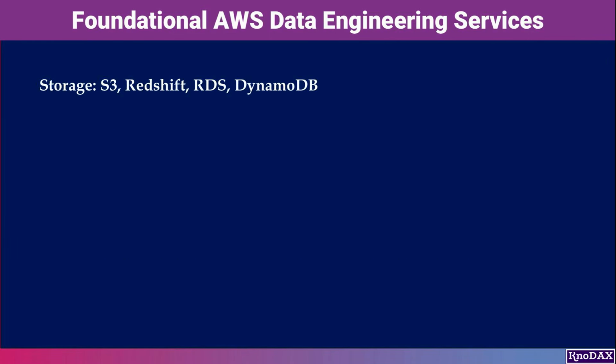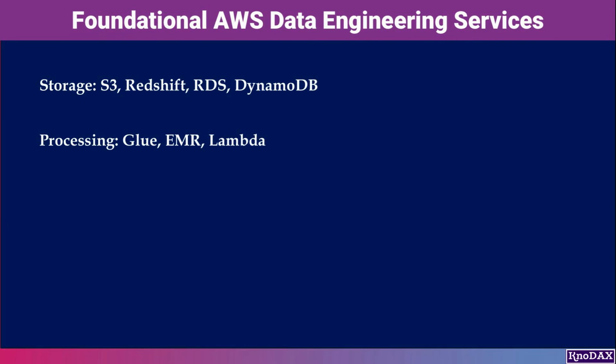Now that we've looked at the core ETL and orchestration services, let's zoom out and see the broader ecosystem of AWS tools that form the foundation of modern data engineering. We start with storage because every data pipeline begins with where data lives. Amazon S3 acts as the central data lake for raw, curated, and processed datasets. Redshift provides high-performance analytical storage, while RDS and DynamoDB support operational workloads and structured or key-value data needs.